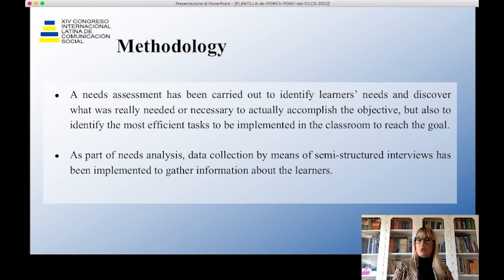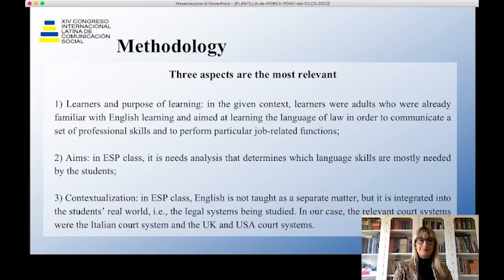During my interviews, I asked students their age, background, and level of English, in order to get some information to shape my courses in the most appropriate way. When we carry out a needs assessment, there are three most relevant aspects. The first one has to do with the learners and the purpose of learning.